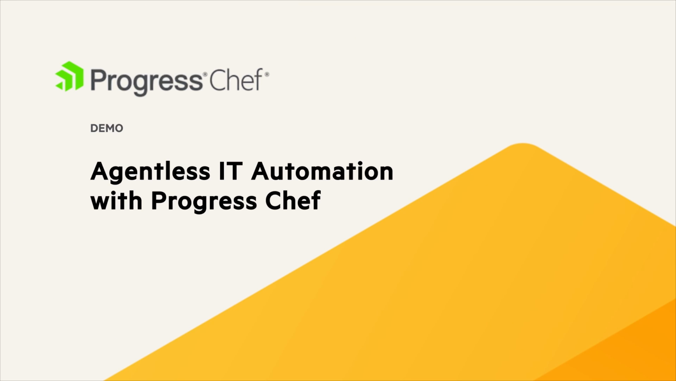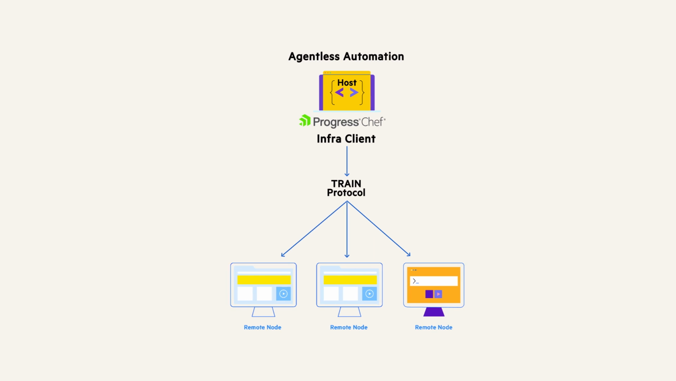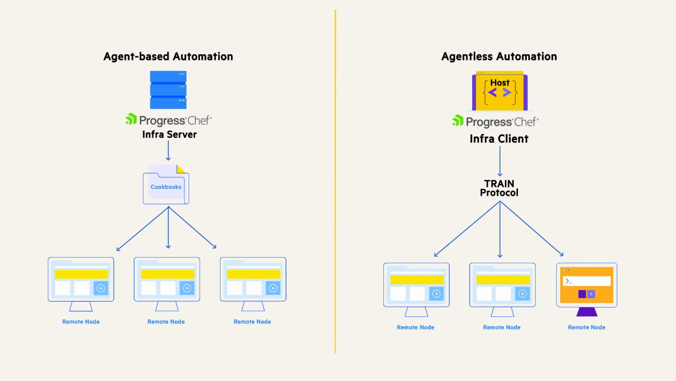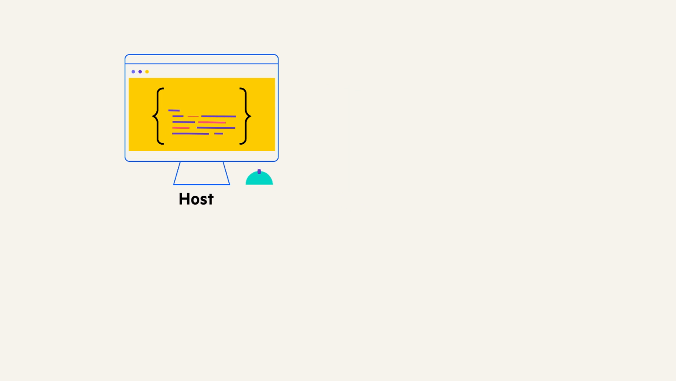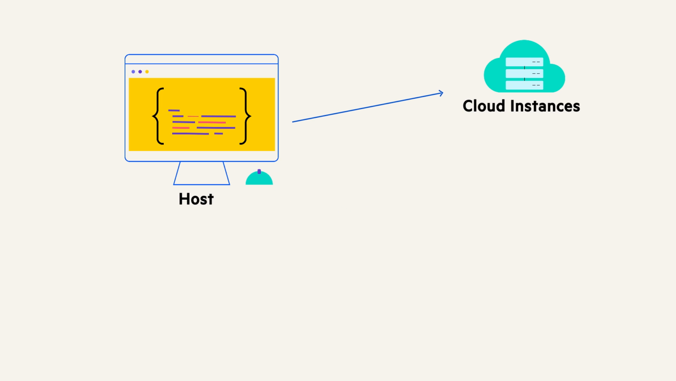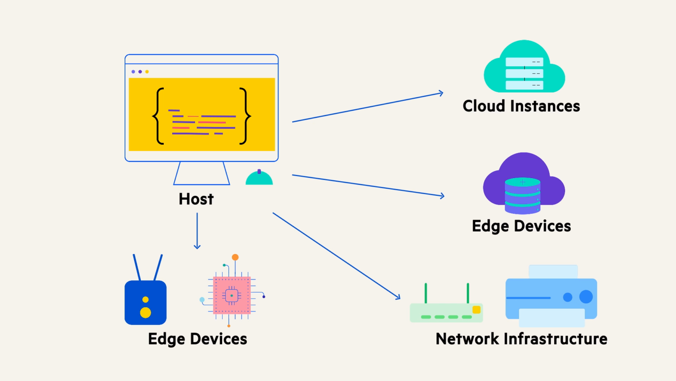Welcome to this technical demonstration on using Chef in Agentless mode. Agentless infrastructure automation with the Chef platform is a powerful way to automate infrastructure without having to install the Chef client on remote nodes. This approach allows you to manage a wide range of devices, including cloud instances and resources, as well as edge devices. Plus, it can extend to network devices like routers, firewalls, switches, and other network-related peripherals.